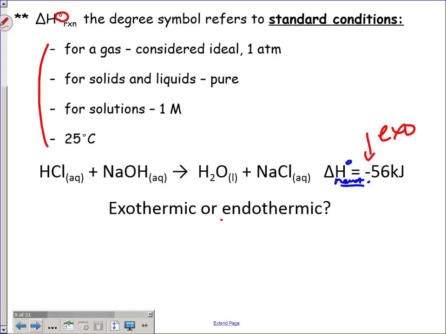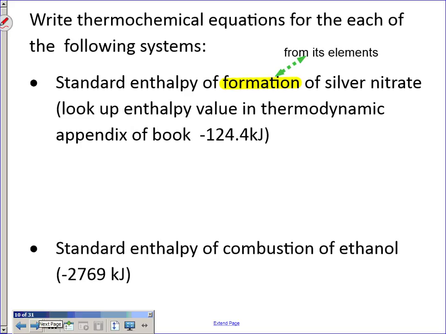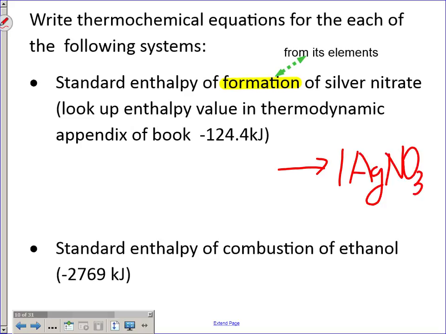Moving on. Let's do a quick example together on writing the equations from the words, not from me giving you the reaction, but from the phrasing here. So, standard enthalpy of formation of silver nitrate. What does standard enthalpy of formation mean again? From its elements. Okay, so formation of silver nitrate means forming one what? Spell it out. Okay, 1 mole of AgNO3, and since silver nitrate is an ionic compound, right? Most ionic compounds exist at room temperature as a solid. That's using your logic of ionic compounds. So what are the elements that make that up?